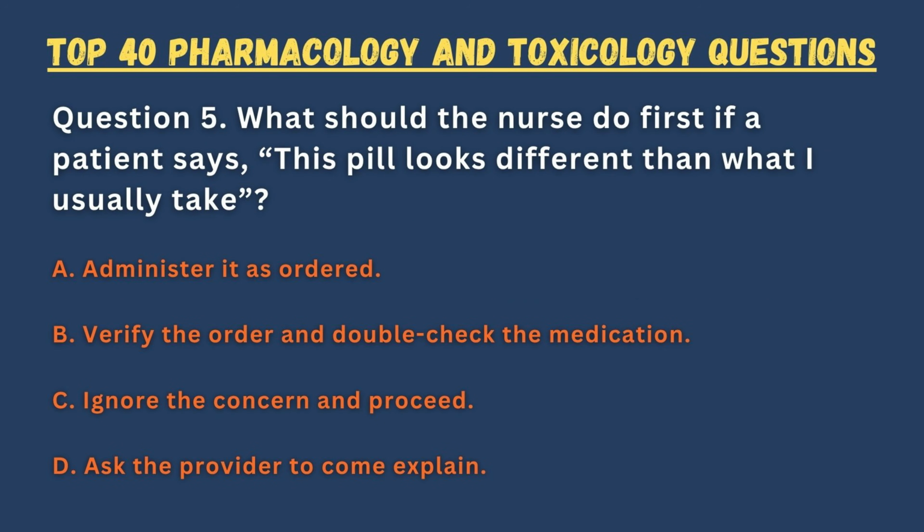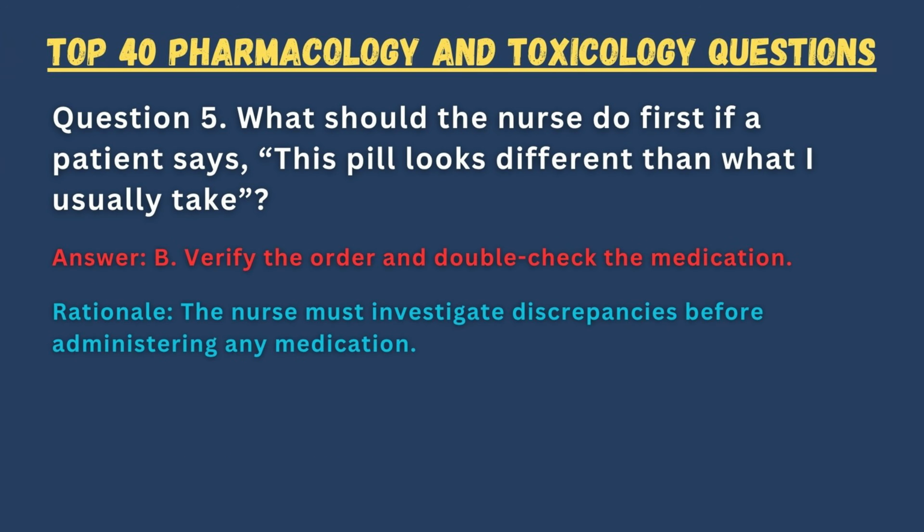Question 5. What should the nurse do first if a patient says, "This pill looks different than what I usually take"? A. Administer it as ordered. B. Verify the order and double-check the medication. C. Ignore the concern and proceed. D. Ask the provider to come explain. Answer. B. Verify the order and double-check the medication. Rationale. The nurse must investigate discrepancies before administering any medication.